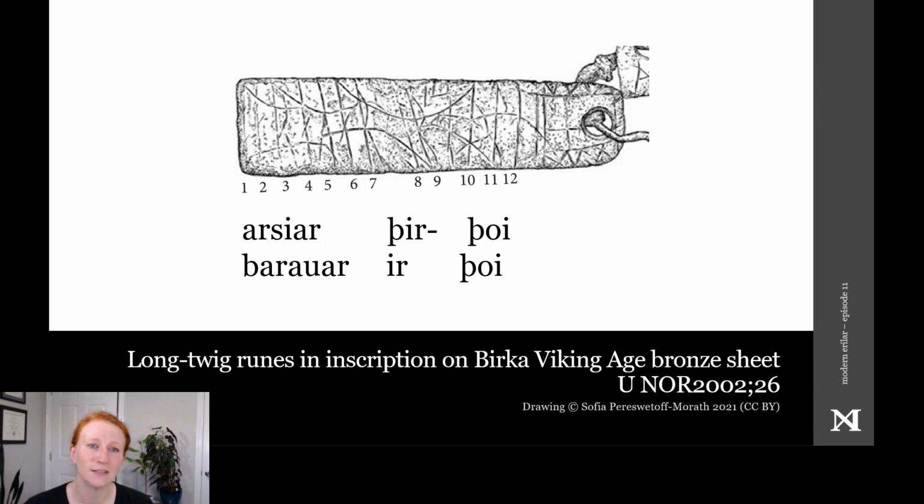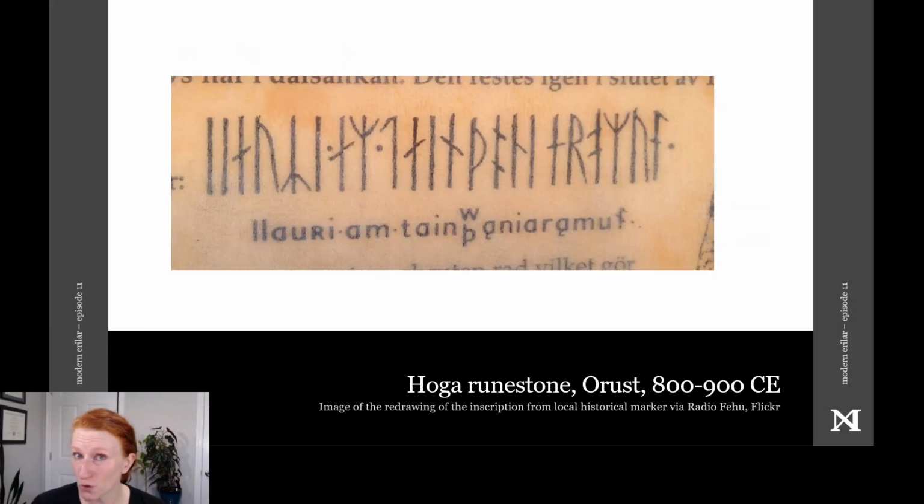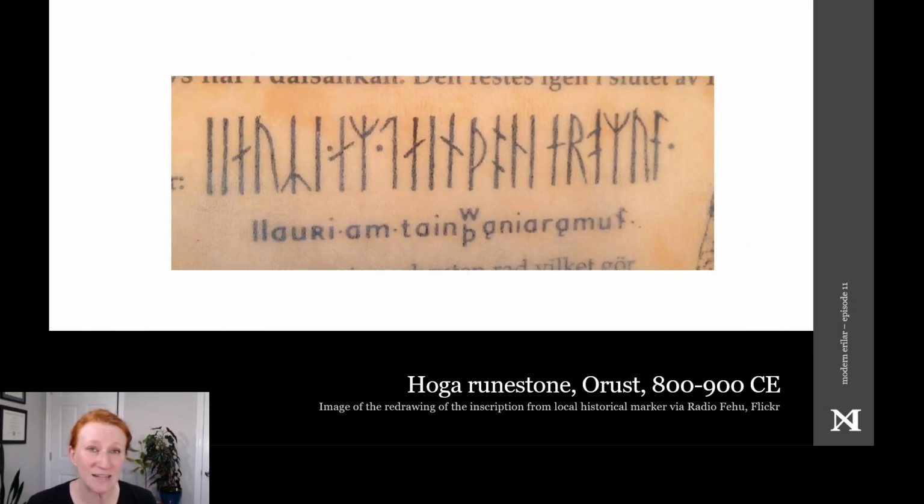So the coexistence of long twig and short twig runes in the same space would parallel finds at Heiteby in Denmark, from which we recovered two rune sticks that I mentioned in episode 8, which were inscribed in short twig runes, when most contemporary Danish inscriptions were in long twig runes. Short twig and long twig runes even mixed within the same inscription.